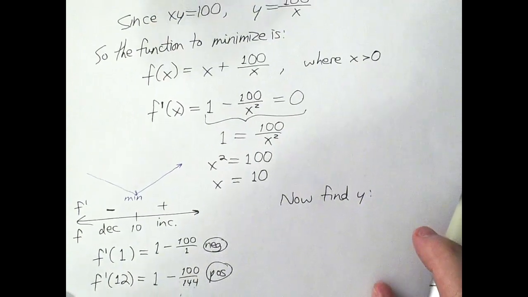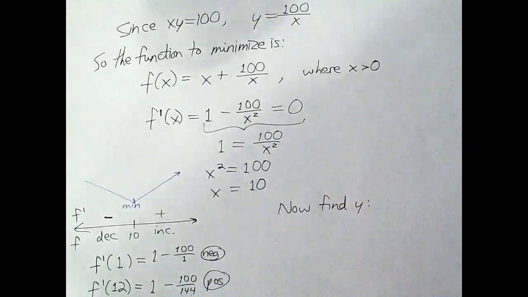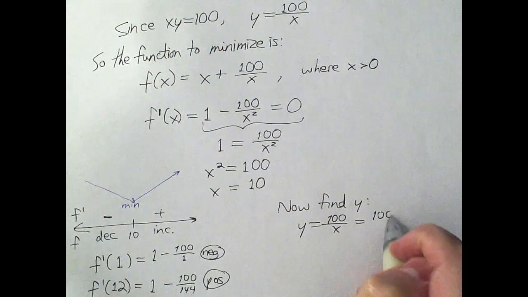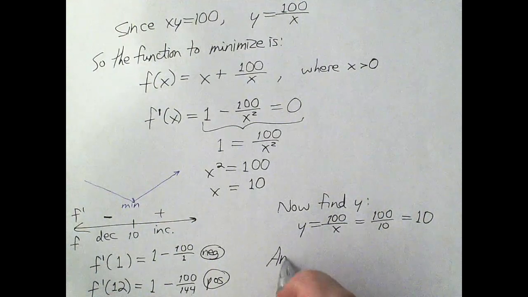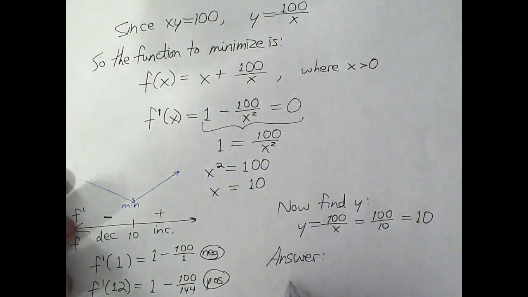So, do we have something on our page that will let us find y? Absolutely. It's right here. Y equals 100 over x. So 100 over 10, which is 10. And we should write our answer. Let's just take a quick look back at the problem to make sure we're answering the correct question. It says find two positive numbers whose product is 100 and whose sum is a minimum. All right, answer. The numbers are 10 and 10.